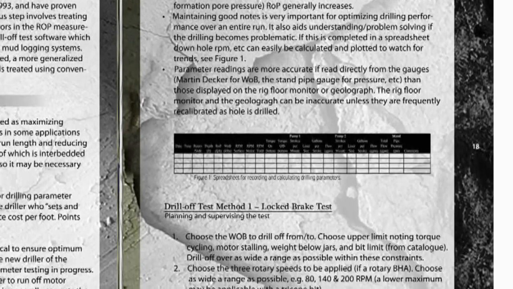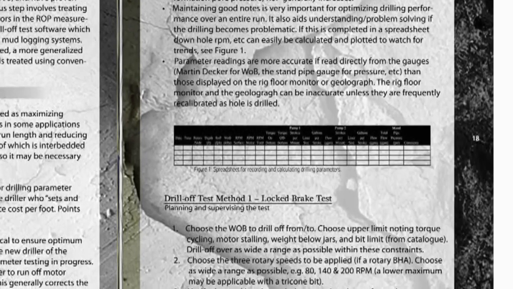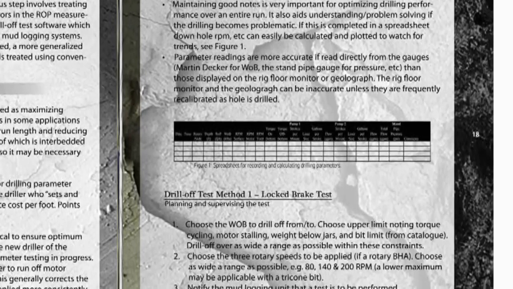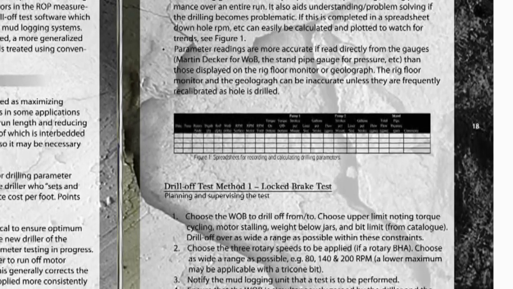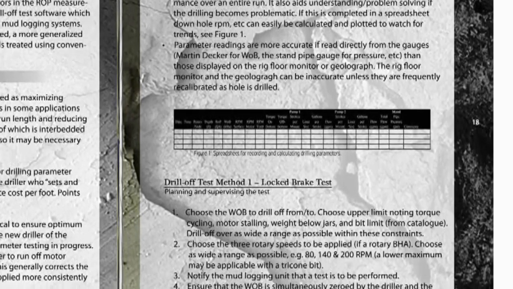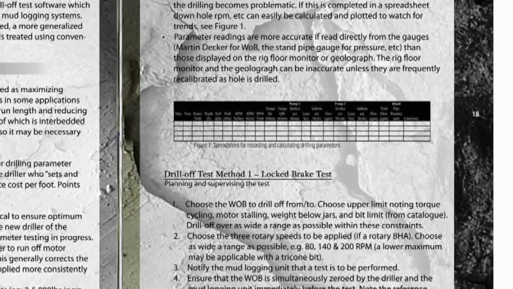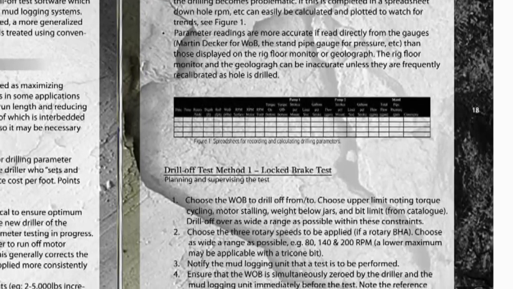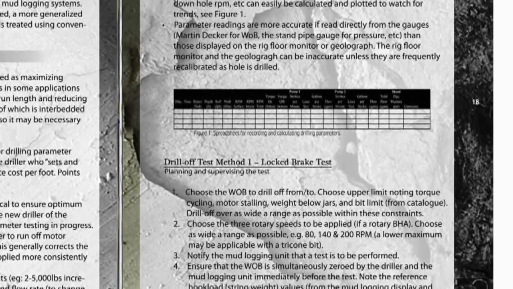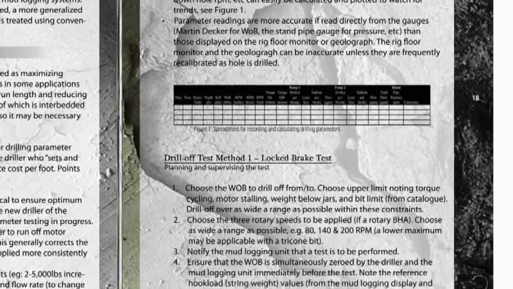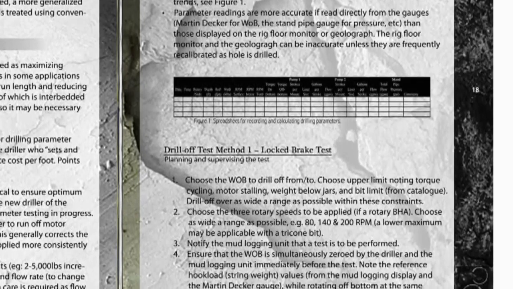Drill-off test method 1. Locked brake test. Planning and supervising the test. 1. Choose the WOB to drill off from or to. Choose upper limit, noting torque cycling, motor stalling, weight below jars, and bit limit from catalogue. Drill off over as wide a range as possible within these constraints. 2. Choose the 3 rotary speeds to be applied, if a rotary BHA. Choose as wide a range as possible, for example 80, 140 and 200 RPM. A lower maximum may be applicable with a tricone bit.